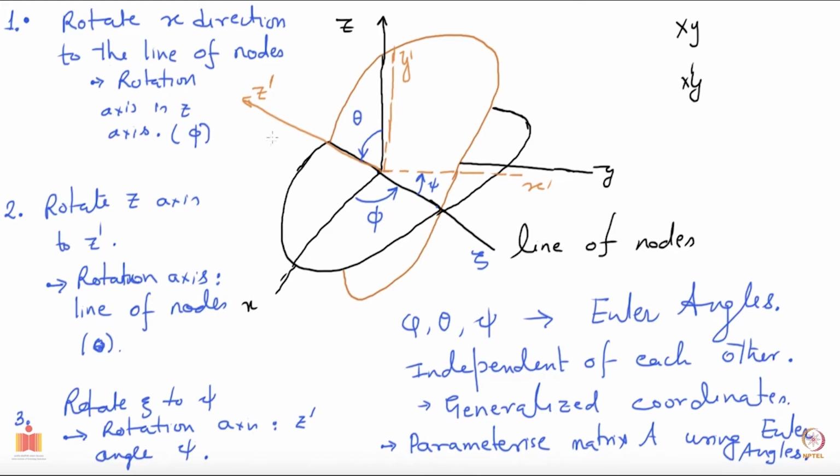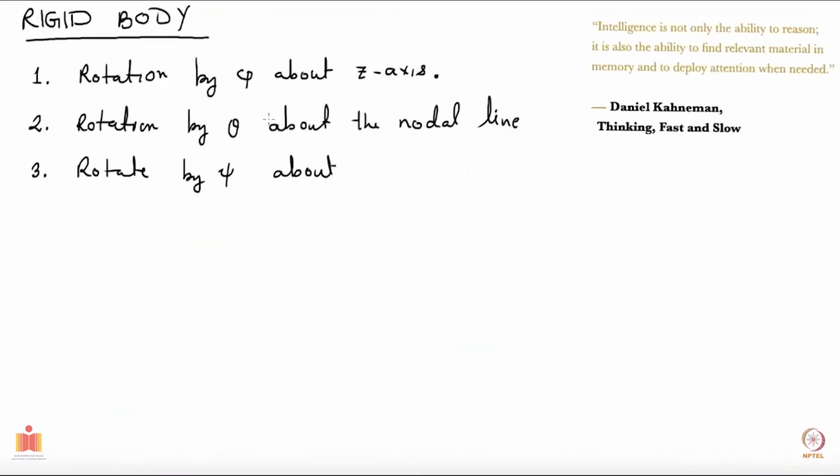Z prime is the one which is the final destination. So you have already arrived at the final destination, and of course you don't want to disturb that axis by doing a rotation which will involve changing this one. So you are going to do a rotation about this z prime axis. Okay, the final destination, about z prime axis.